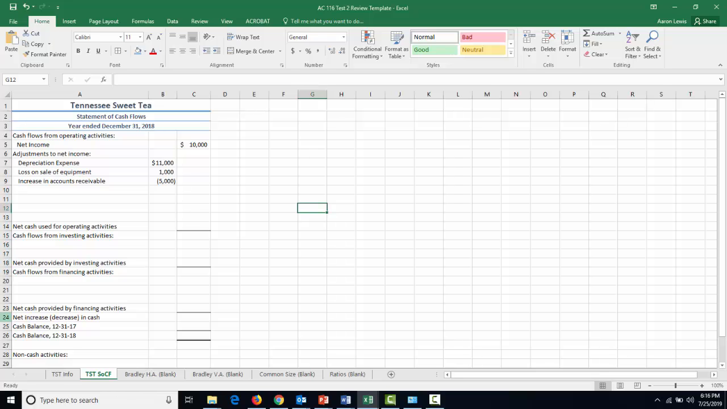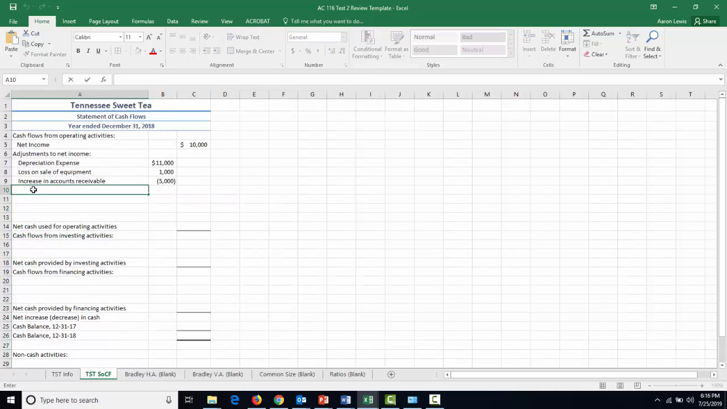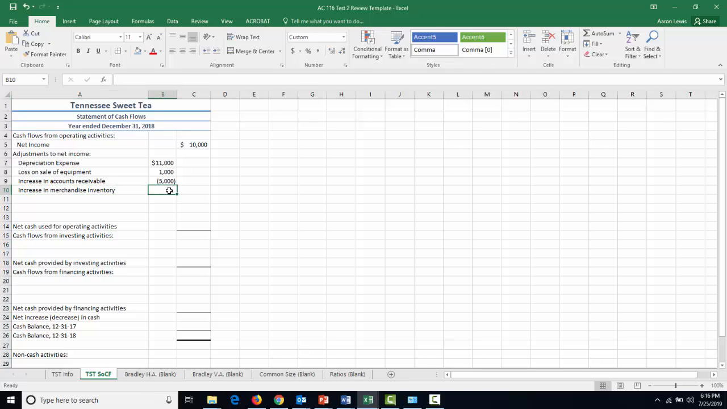So we're going to do the same thing with the next item that we have on our current assets. Our next item is merchandise inventory. It was $10,000 in the prior period. Now it's up to $20,000, which means we had an increase of 10 grand. So let's go to our statement of cash flows. Increase in merchandise inventory. And our increase in merchandise inventory was for $10,000. Well, if we have $10,000 more in inventory, that means that we must have spent more either purchasing it from our suppliers or producing it. So it's a decrease in our cash flow.